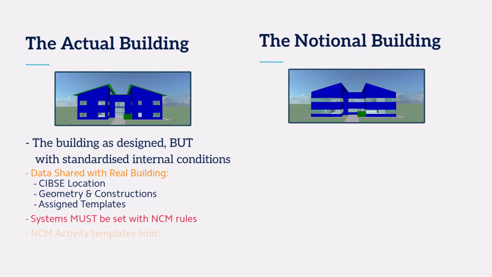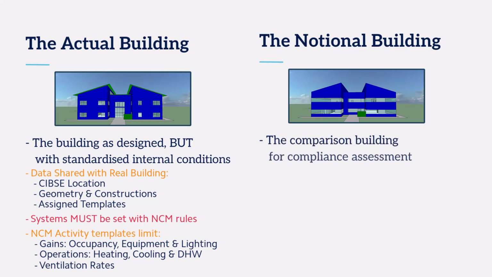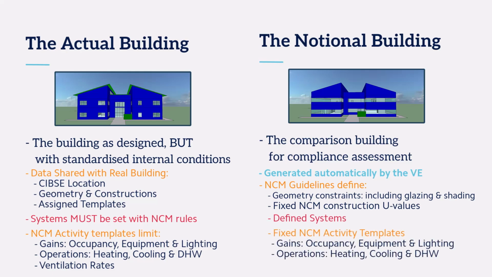In addition, the selection of NCM activity templates per space will define the occupancy, equipment, and lighting gains. The selected activity also defines the different heating, cooling, and domestic hot water set points and the different ventilation rates. In contrast, the notional building is generated automatically by the VE for the compliance assessment. It applies the NCM guidelines for geometry constraints, constructions, systems, activities, gains, operations, and ventilation.